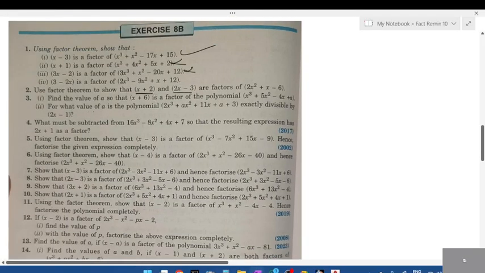Okay, next one. Find the value of a so that x plus 6 is a factor of the polynomial. Here, are they asking us to prove, or have they already given the statement, students? All of you unmute.